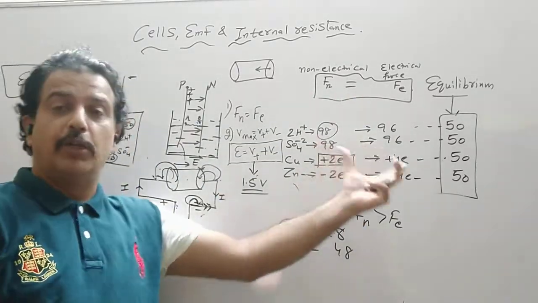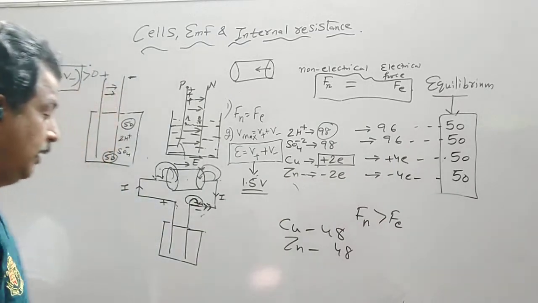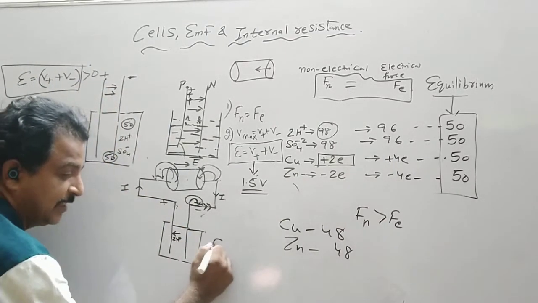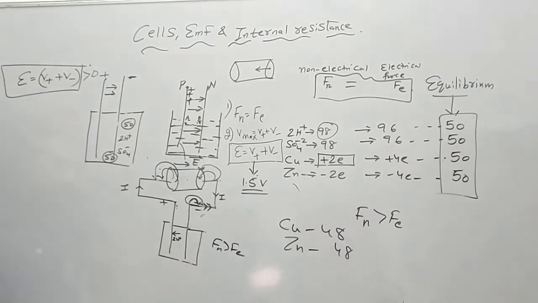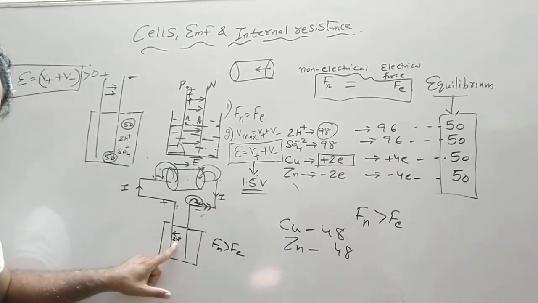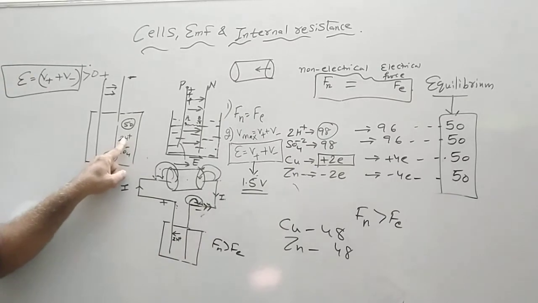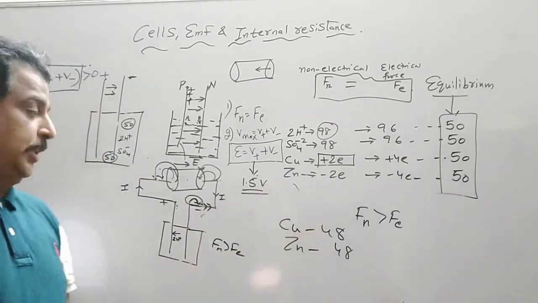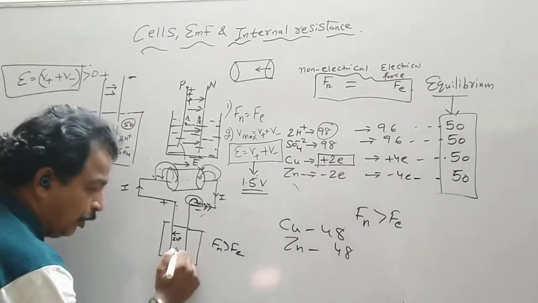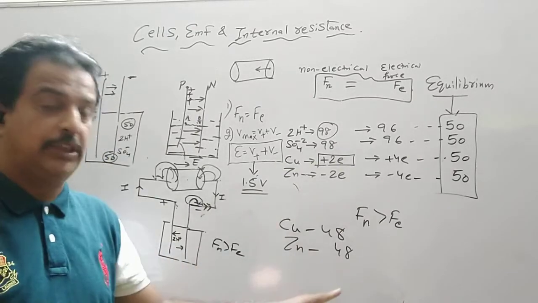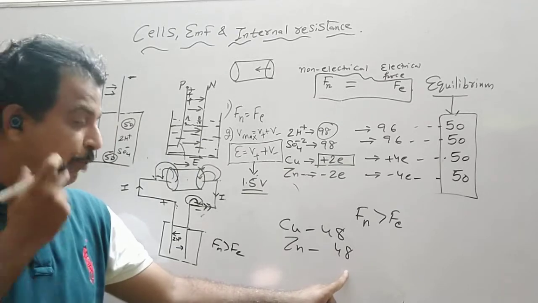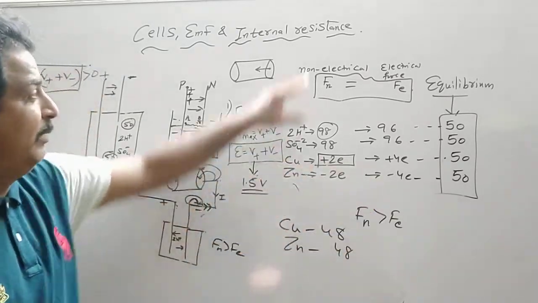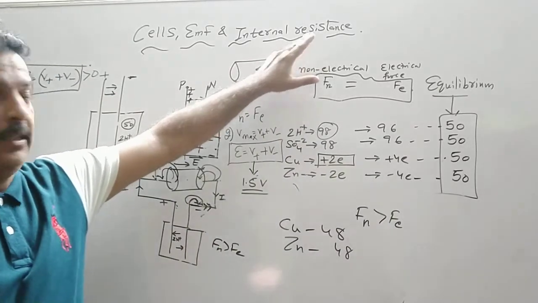We are taking the numbers only to understand the process. Immediately 2 H+ will start moving because Fn is greater than Fe now. This H+ ion, there are 50 H+ ions, will find opposition from the 48 positive charge, and SO4 will also start moving, and will find opposition from the Zn number 48 negative. This opposition we will see is called internal resistance.